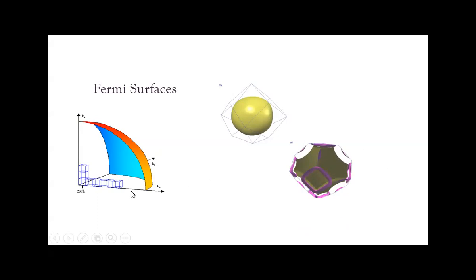So at particular K values, electrons like to stay there. And then, for instance, between this K value and this K value it is empty of electrons, but then you have another little pocket of electrons right here. So this is what the aluminum Fermi surface looks like. And it's very different from the sphere of the free Fermi gas.